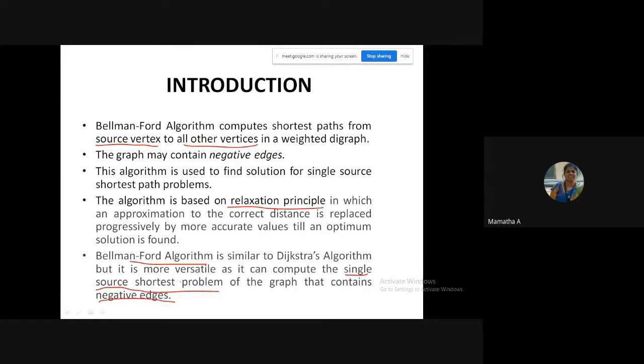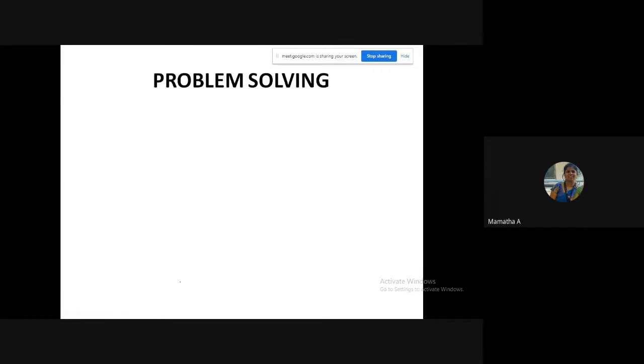Okay. Next comes, how do we solve the problem? As I told you, it follows the dynamic programming approach. So what is that procedure? Very simple it is. First, make a list of all the edges. All the edges. So whatever edges you have in the graph, keep a list of it.